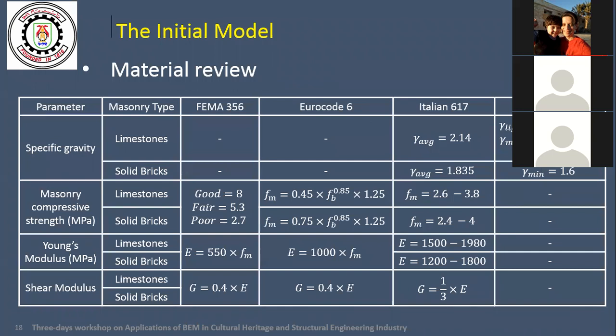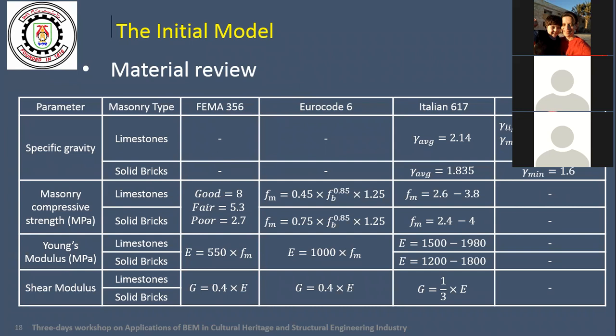Okay, the first step was to identify the materials of the structure. It was mainly masonry, but there were also some parts in limestone. So first we went into textbooks and we found estimations and values for compressive strength, Young's modulus, and shear modulus. The references were FEMA 356, Eurocode 6, the Italian code 617, and finally the Egyptian code for masonry.